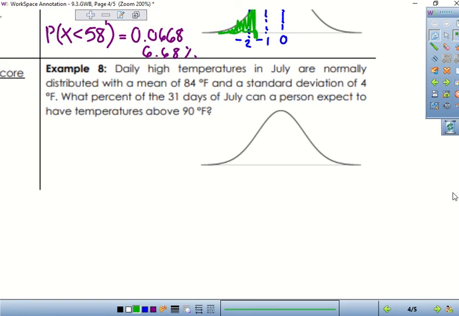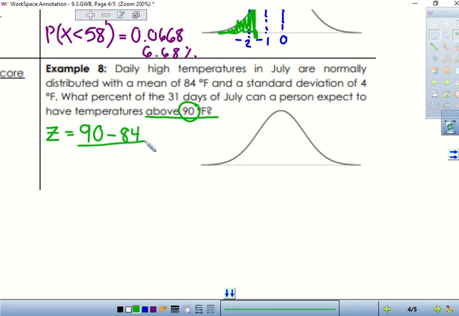The daily high temperatures in July are normally distributed with a mean of 84 degrees Fahrenheit and a standard deviation of 4 degrees Fahrenheit. What percentage of the 31 days of July can a person expect to have temperatures above 90 degrees? So here they want above. The first thing we're going to do is calculate our z-score. This is the value x we're given, 90, minus the mean, divided by our standard deviation. And when you do this math, you end up with 1.5.